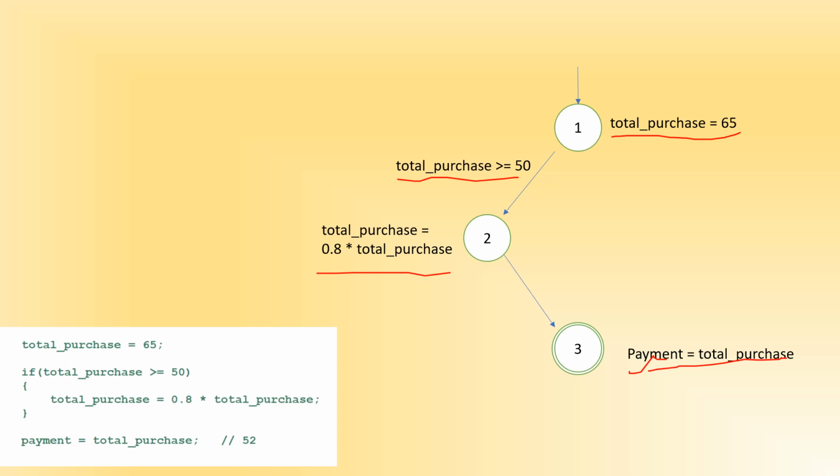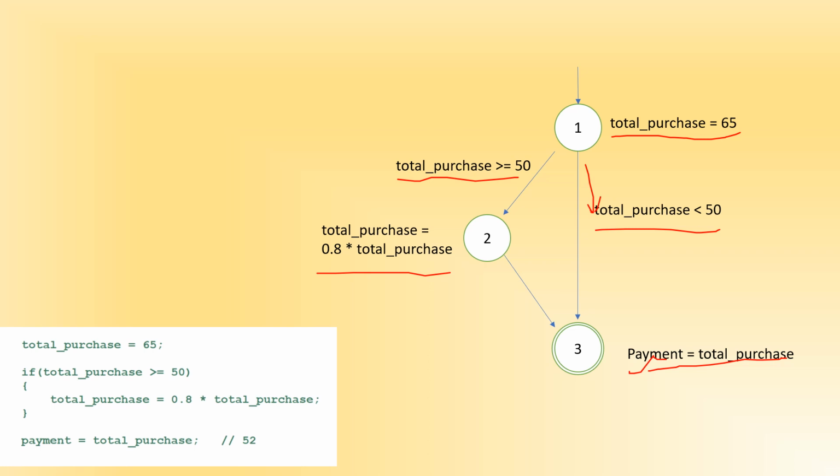But what will happen if we did not make a purchase of $50 or more, like less than $50? In that case, we don't apply any adjustment to total purchase. We immediately go to the payment section, and we make the payment of whatever the value of total purchase is. That is, in case the total purchase is less than 50, then we follow this path.